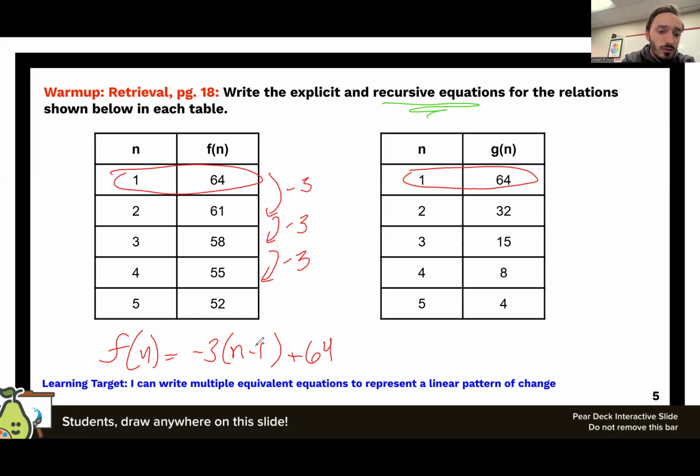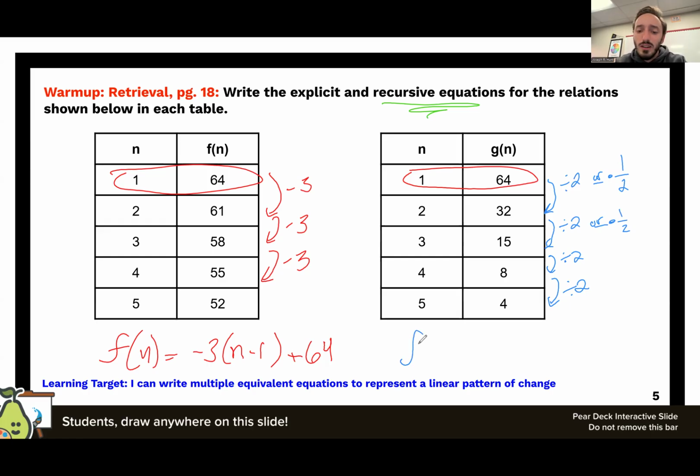For our other table, what I'm going to notice here is instead of adding or subtracting, I get a different pattern of behavior. It looks like I'm dividing by 2 every step of the way to go from the previous term to the next term in the sequence. If I'm thinking about division by 2, the other way that I can think about that is multiplication by a half. And that's usually what we talk about when we're working with an exponential function in this context.